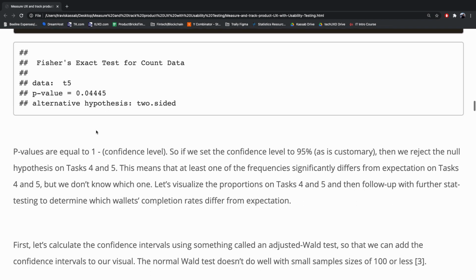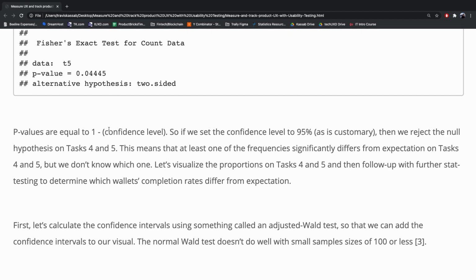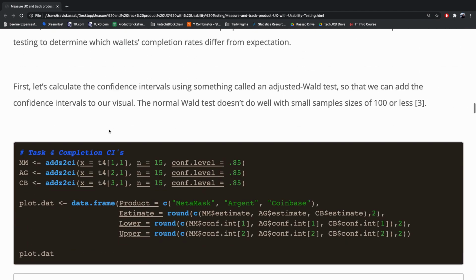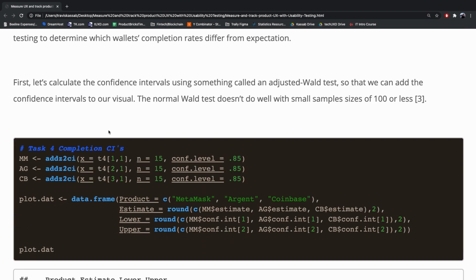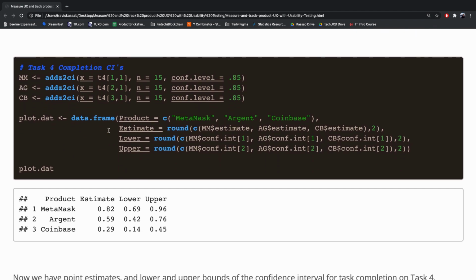So what we need to do now is follow up with pairwise Fisher exact tests, where we measure for statistical significance between each pair in each task, each pair of wallets within each task. I'll show you that later on. These Fisher exact tests also allow us to calculate confidence intervals around the point estimate. So for task 4, here's the point estimate. 82% completion for MetaMask, Argent 59% completion, Coinbase 29% completion. Wow, those do look like pretty big differences.